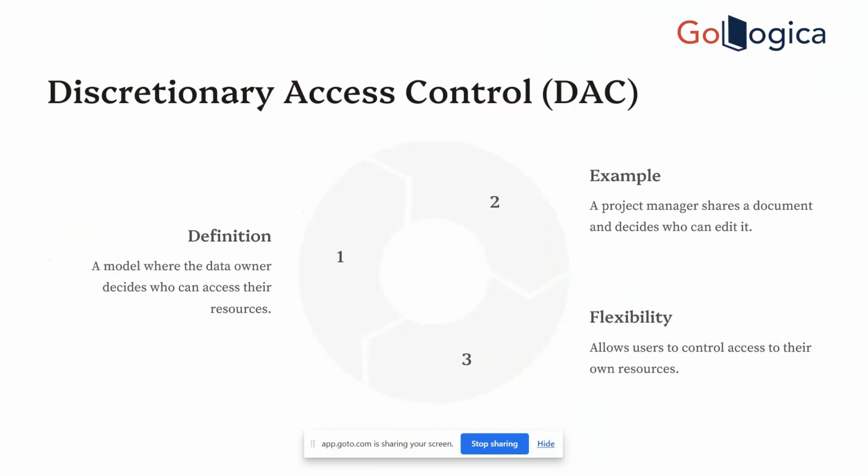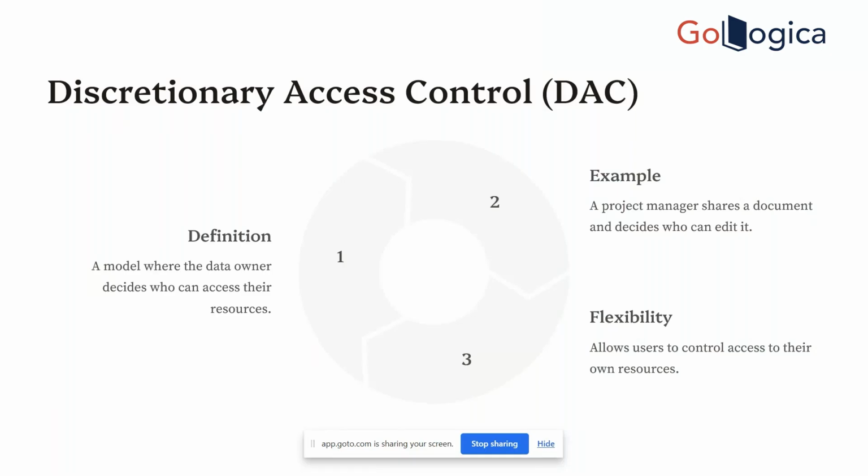Now one more thing is DAC. DAC is defined as discretionary access control, a model where the data owner decides who can access their resources. If I have some resources, it's my turn to decide to whom I am going to provide them. Who is the right person who can work on that area? That we call DAC.